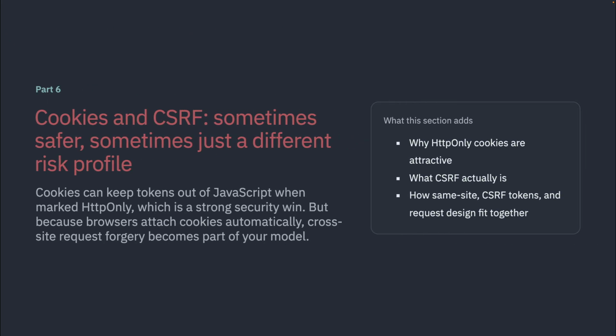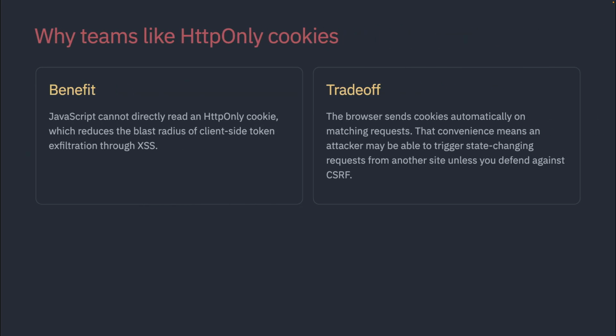Cookies and cross-site request forgery: sometimes safer, sometimes just a different risk profile. When you save your refresh token in a cookie, JavaScript cannot read it, which reduces the blast radius of who can actually call it. So it's only your website, because it will be hidden from other ones. The trade-off: the browser sends the cookie automatically, matching the resource, and those can be cached. So just be careful about those.